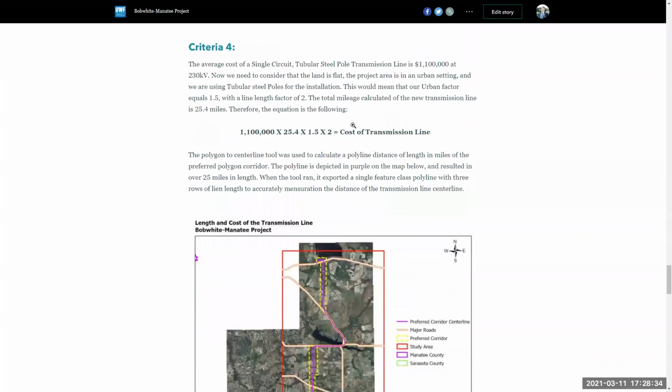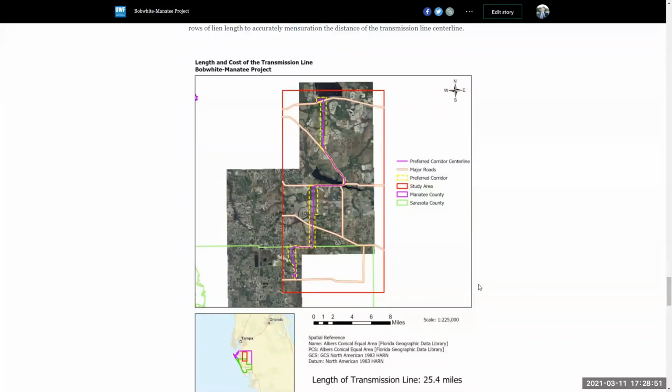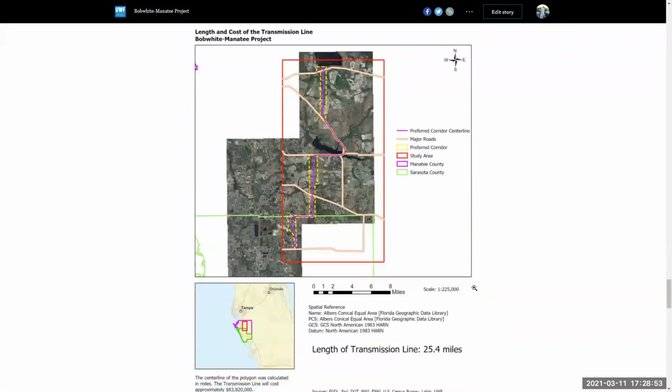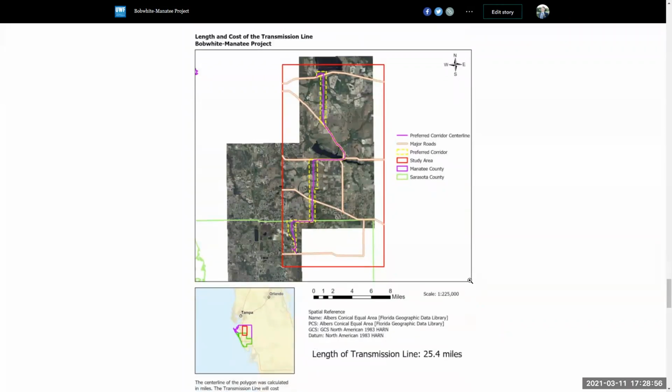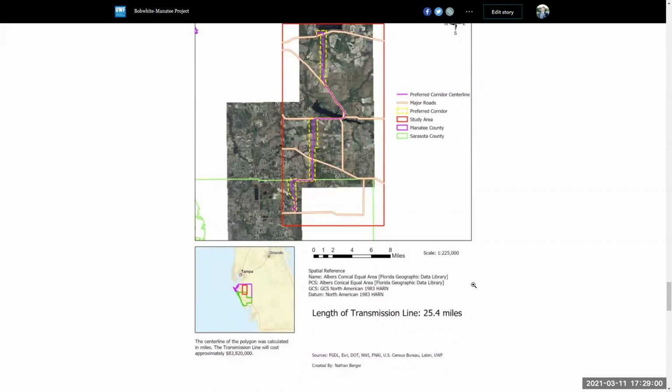We drew our preferred corridor. We have our path for our transmission line. I ran a polygon to centerline tool, where it selected this polygon, and I said I wanted to do a center line running from the start to finish to calculate the total length of the line, and I wanted it in miles. After running the tool, I got a data set of 3 rows, which are 3 combined polylines essentially to form one polyline, which equated to 25.4 miles.